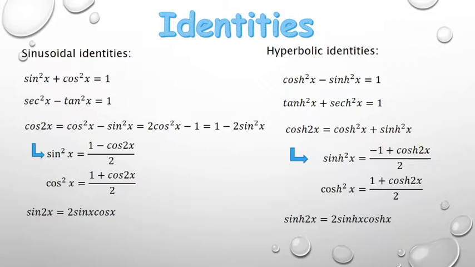These identities would be really useful for us in solving integration problems. For example, problems such as the integration of tangent of x. We have to change tangent of x into sine x over cosine x. And for the integration of cosine square of x, we have to change cosine square of x into (1 plus cosine 2x) over 2 to make the integration a lot easier.